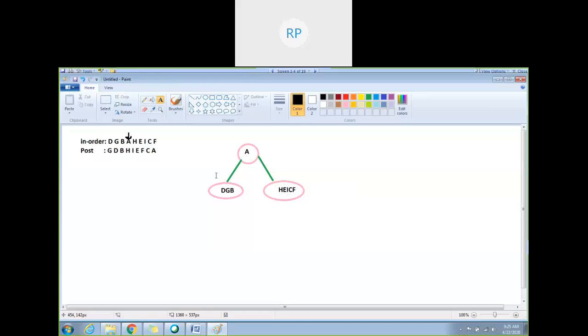Again we will see what all the nodes are here. D, G, B. I'm just checking where DGB is. D is here, G is here, B is here. Okay, in these three elements, can you guess what can be the root element? B, ma'am. Exactly.